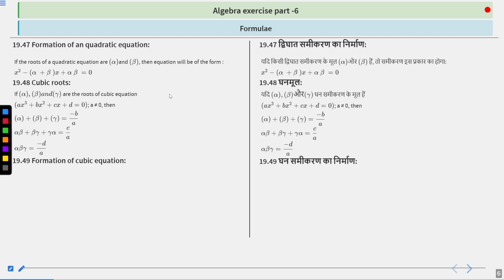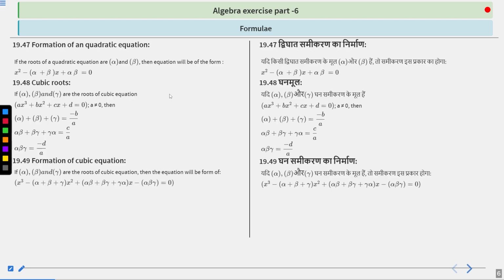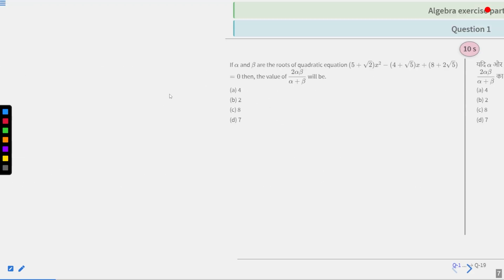Formation of cubic equation. If alpha, beta and gamma are the roots of a cubic equation, then the equation will be of the form x cube minus (alpha plus beta plus gamma) into x square plus (alpha into beta plus beta into gamma plus gamma into alpha) into x minus alpha into beta into gamma, that is equal to 0.